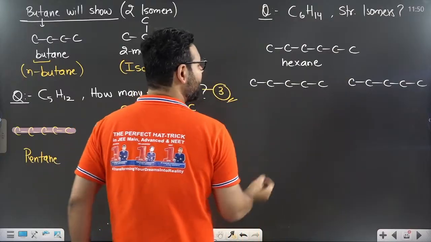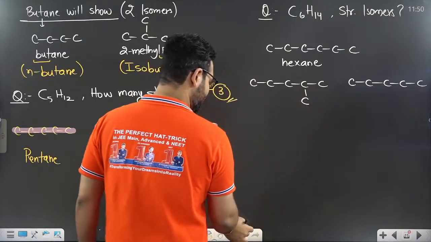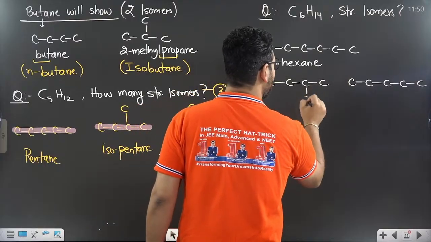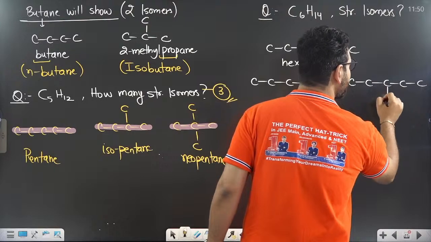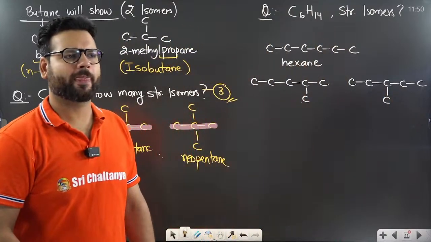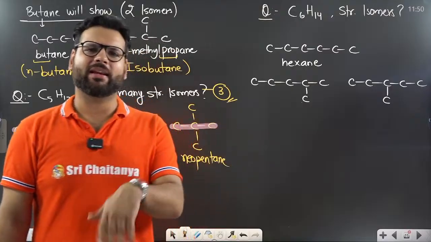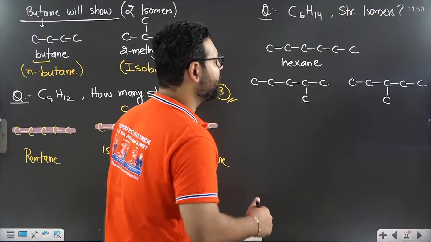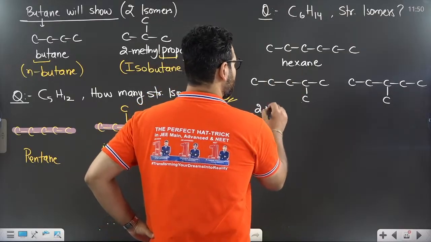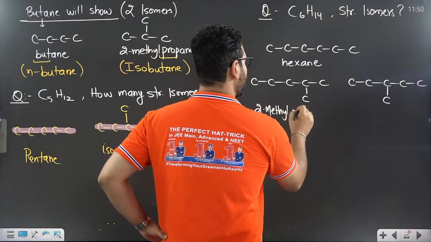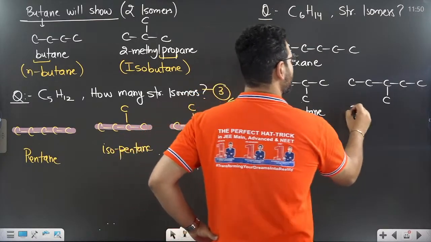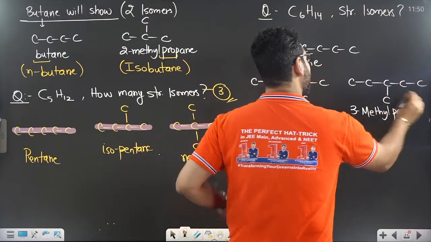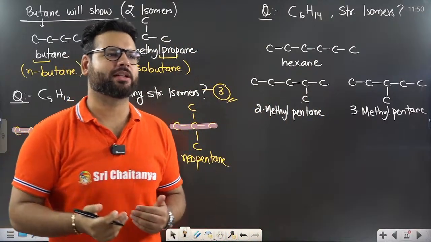You can keep the methyl on the second carbon, which is 2-methyl pentane. Or you can have another position isomer of it, which is 3-methyl pentane. 2-methyl pentane and 3-methyl pentane are not chain isomers. They are position isomers because the chain is the same, a 5-carbon chain. So this is 2-methyl pentane and this is 3-methyl pentane. They are position isomers to each other, as the name itself tells you.